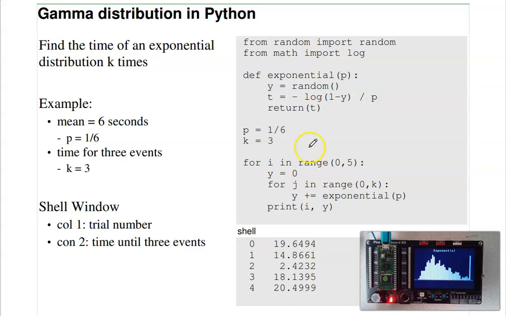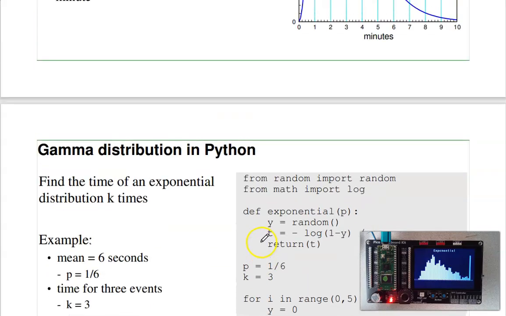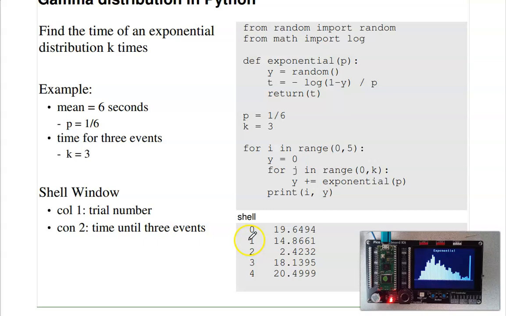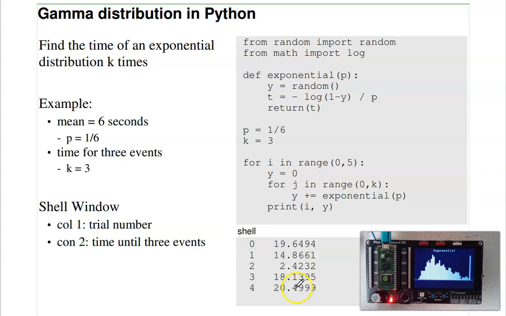In Python, I can just do k, or 3 exponentials. So this would be 3 gamma distributions with the probability of 1/6 and 3 events. Total is 19 seconds until 3 customers arrive, 14.8 seconds until 3 customers arrive, and so on. That is a gamma distribution.